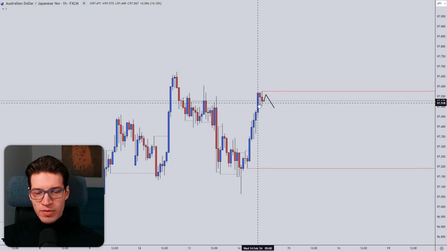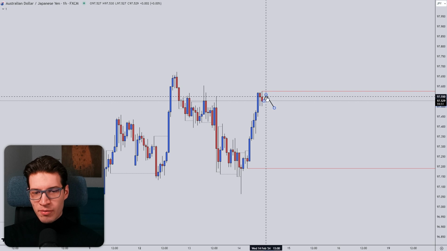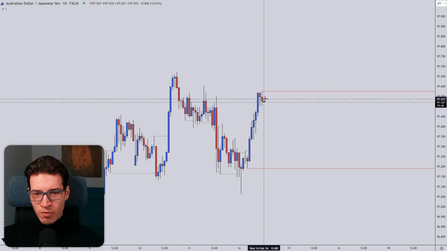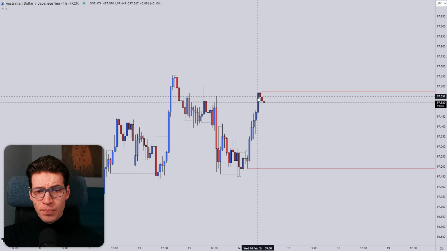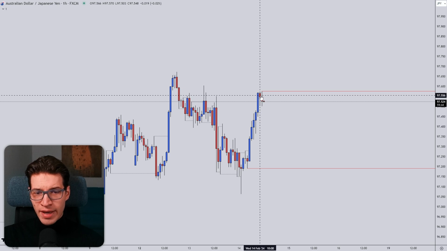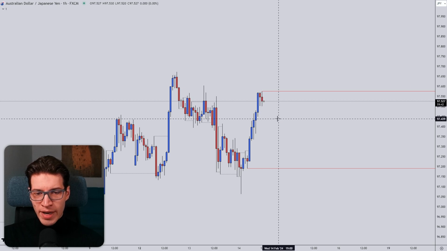Very tight, very small flag. Maybe I would take it, I'm not sure. Again, we're kind of now leaving a wick to the upside. We're kind of slowing down as well. You have two candles not really moving anywhere and not giving us a clear pullback.